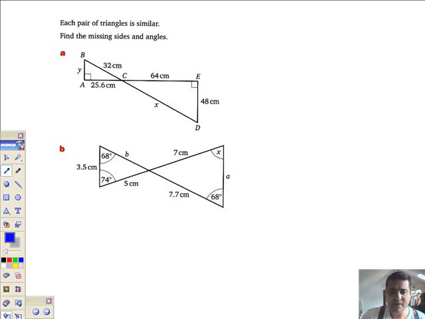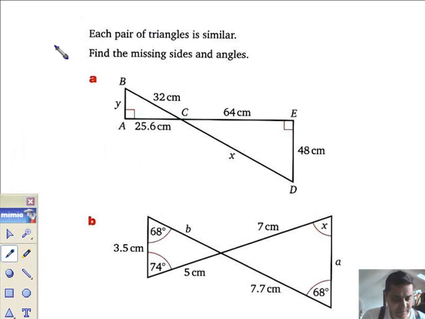This is question 5 on page 222, still playing with section 15.3. It says each pair of triangles is similar, so that matches that one. Find the missing sides and angles. Let's just do A first over here. Let's look at it carefully.